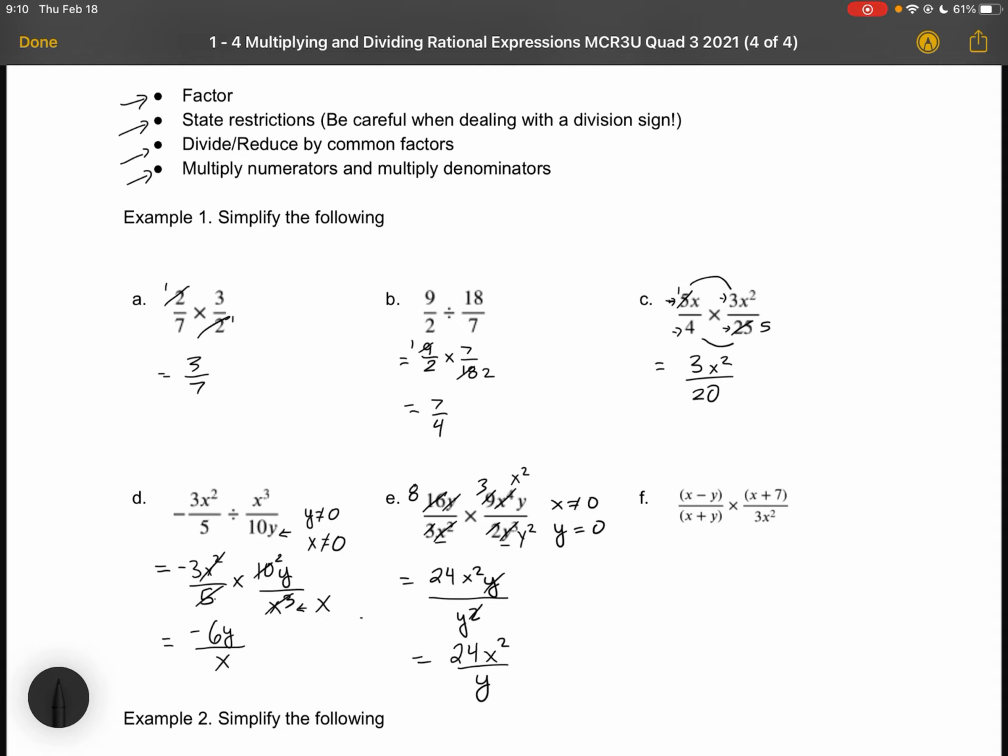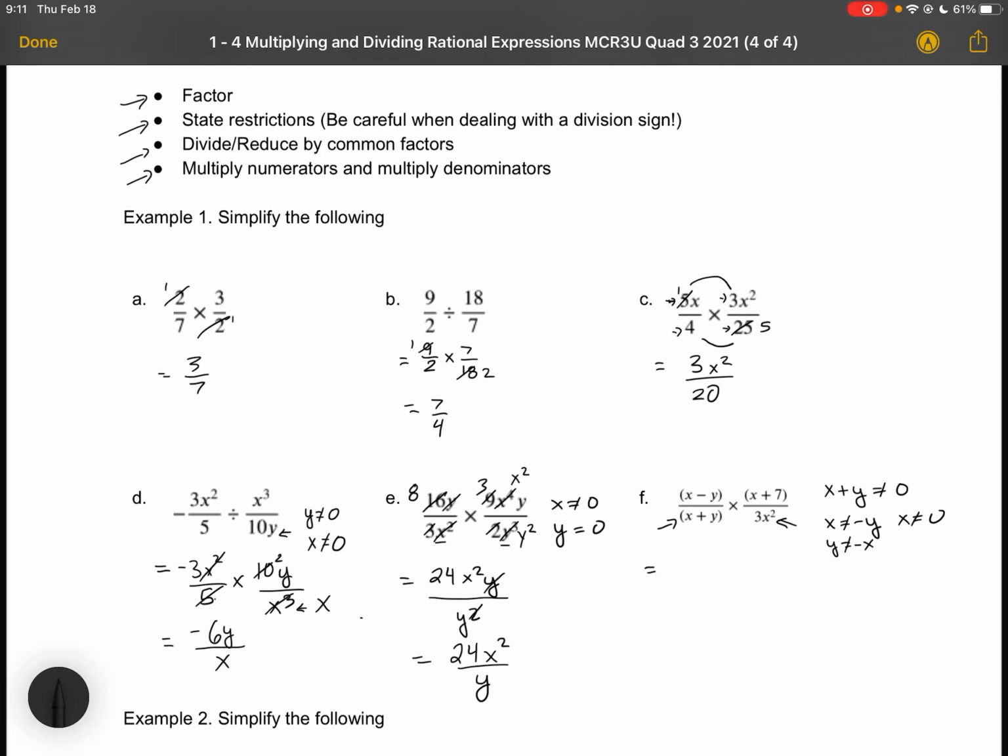The last example that we're going to do in this section is a little bit more complicated. Now I've got something that has a binomial. It's already in factored form, so I can't reduce it any further. So the next thing that I'm going to do is state my restrictions. So I'm going to look at my denominator in the first fraction, and that's going to tell me that x plus y can't equal 0. So that means that x can't equal negative y, and y can't equal negative x. On my second denominator, I've got x can't equal 0, and those are my 3 restrictions.